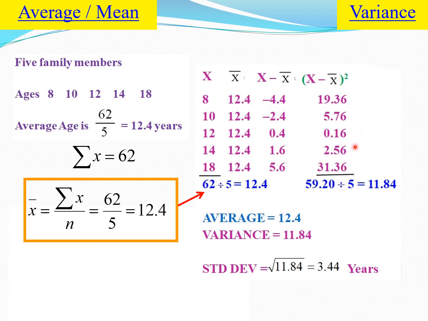So add up all those squares, the squares of the differences. We get 59.20. Then we divide that by 5 to get the average of this variation squared. And we get 11.84. So the variance in this case is going to be 11.84. So our average is 12.4 years. Our variance is 11.84. And then to get a measure of how spread out the data is, we take the square root of the variance. The standard deviation is the square root of the variance, and that's 3.44 years. So we say the standard deviation is 3.44 years, and it kind of measures how spread out the data is. We'll come back to this set of data again.